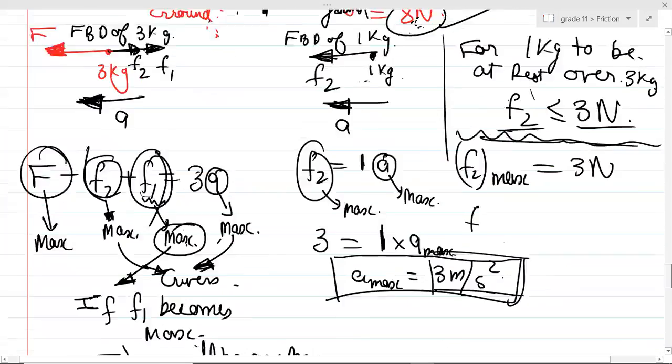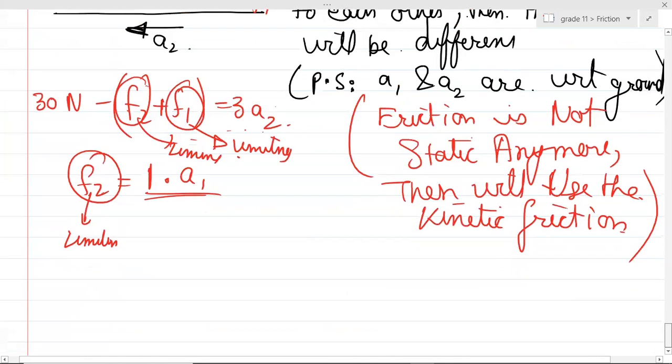What is the maximum value of F2? 3 Newton, right? Yes or no? Yes, sir. So 3 Newton is equal to 1 into A1, and can you see the acceleration of the 1 kg block is how much?